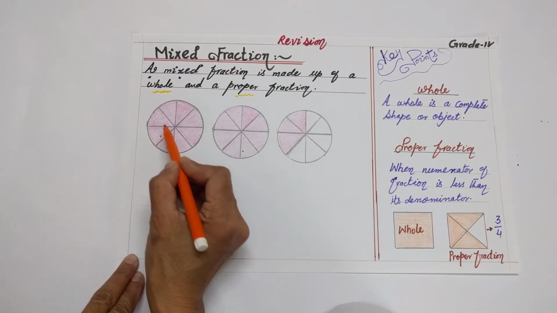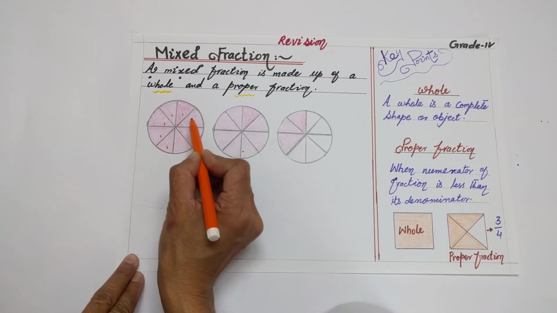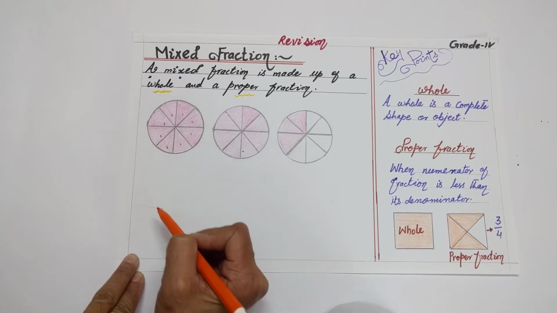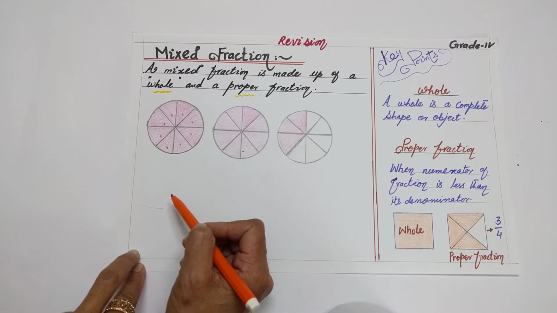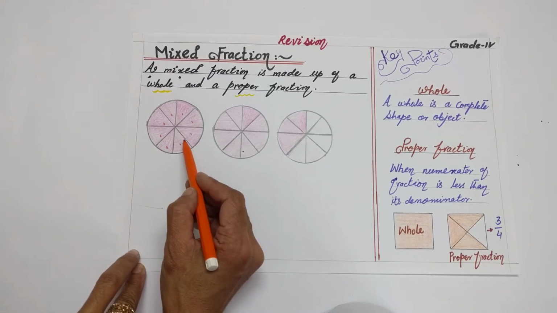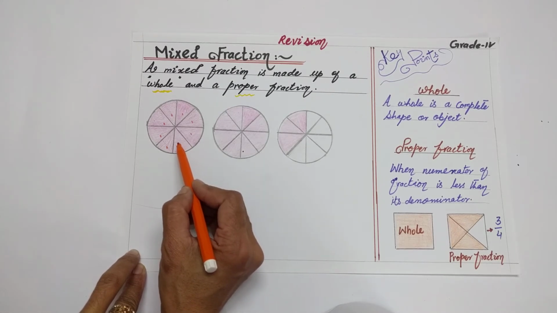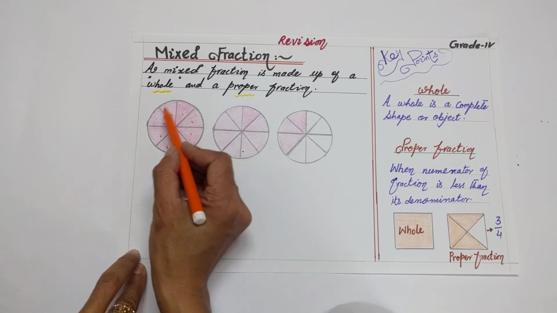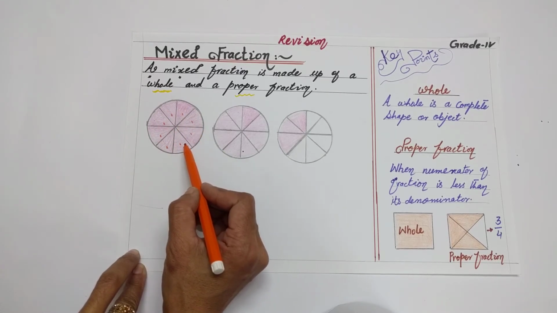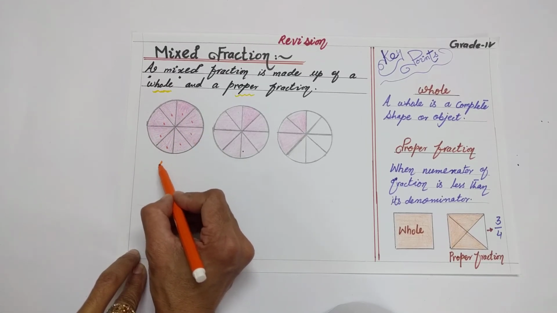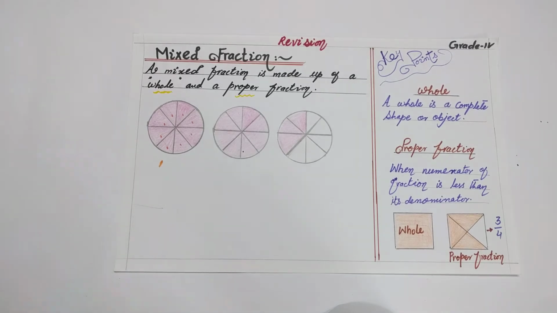1, 2, 3, 4, 5, 6, 7, 8. So I am using all the 8 parts. This pizza is actually divided into 8 equal parts, and I am using all 8 equal parts. So it means I am using the whole of the pizza.